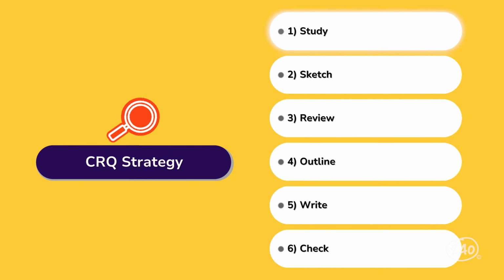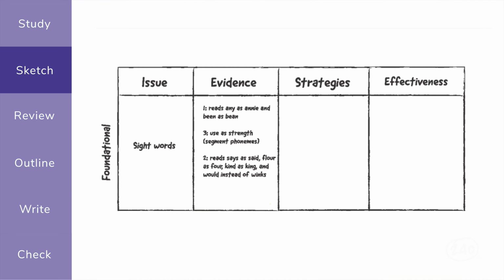So we studied our exhibits and determined a weakness. Now it's time to sketch our notes. You can use a table like this to organize your notes. First, record the issue you identified. In Sarah's case, sight words, and write down the most important pieces of evidence from the exhibits that support that weakness.